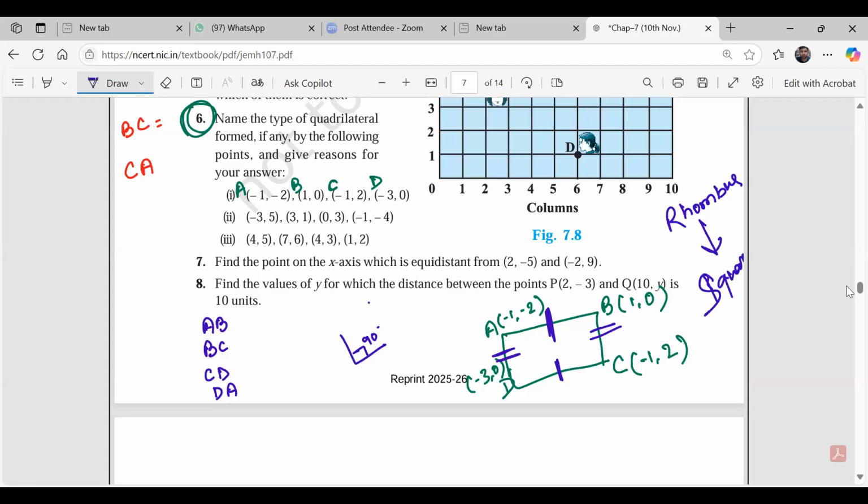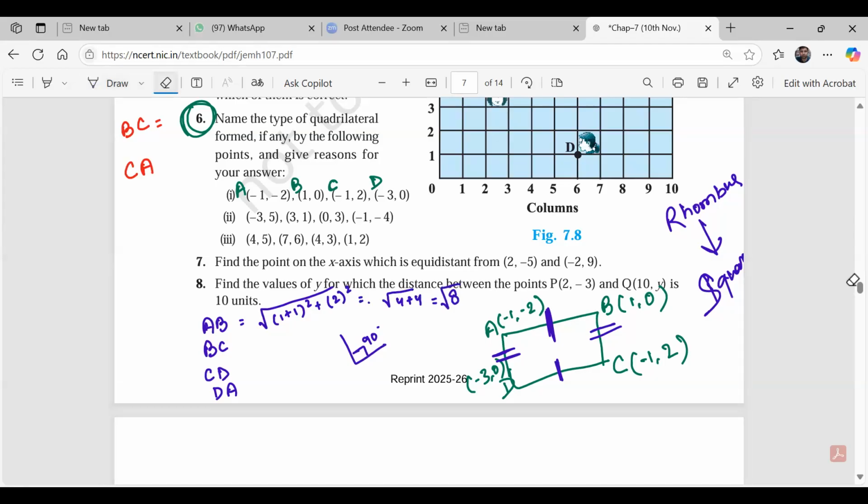So if all the sides are the same, let's find it. Just the first one: what is AB? What is BC? What is CD? What is DA? Let's do it. AB is root of (x2 minus x1) whole square. Directly, x2 is 1, x1 is -1, so it will be plus 1, whole square. Plus (y2 minus y1) whole square, that means 0 minus of -2, that is just 2 square. We get 1 plus 1, that is 2 square, plus 2 square, that is 4 plus 4. So we have 8, root 8. Okay, let's see the next one.